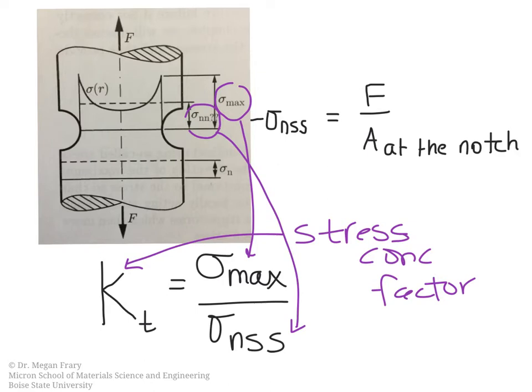Now, depending on the geometry of the notch or of the crack, because this stress concentration can also arise from a crack or a pore inside of the specimen, depending on that geometry, that determines the value of sigma max. So let's try to look at how sigma max depends on the geometry of the crack or the notch or the flaw.